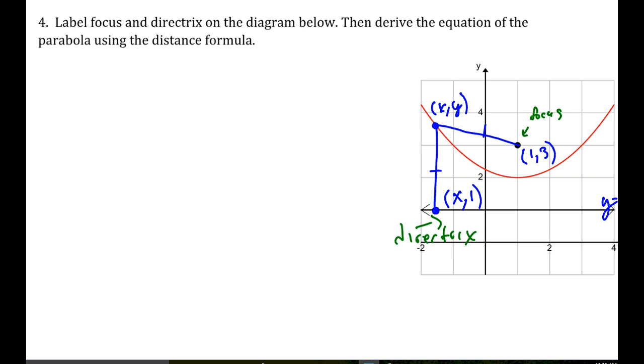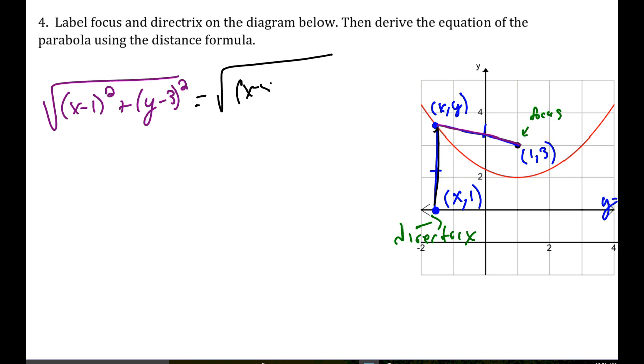So this purple distance is the square root of x minus 1 squared plus y minus 3 squared. And that distance has to be equal to this black distance here of the square root of x minus x squared plus y minus 1 squared. The square roots actually don't matter. You might get to the point of not writing them. But you get x minus 1 squared plus y minus 3 squared equals 0 plus y minus 1 squared.